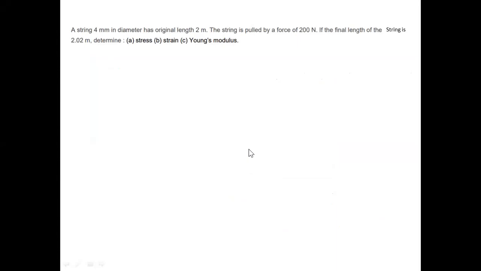This video is a sample problem wherein we're going to calculate the stress, strain, and Young's modulus of a string. A string 4 millimeters in diameter has original length 2 meters. The string is pulled by a force of 200 newtons. If the final length of the string is 2.02 meters, we're going to calculate stress, strain, and Young's modulus.